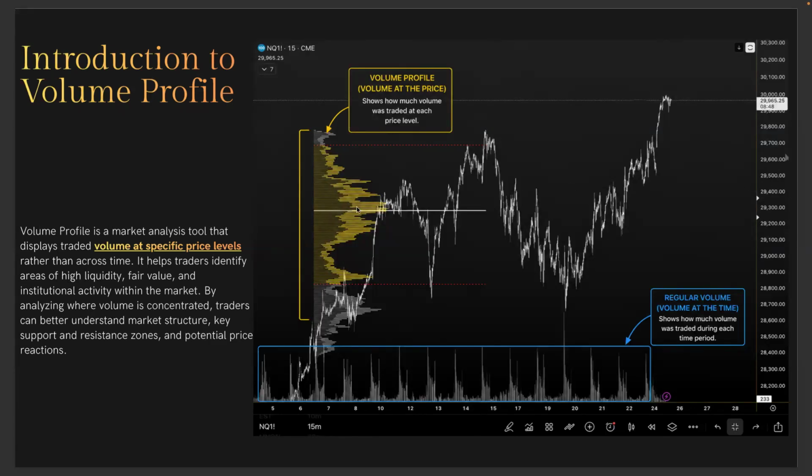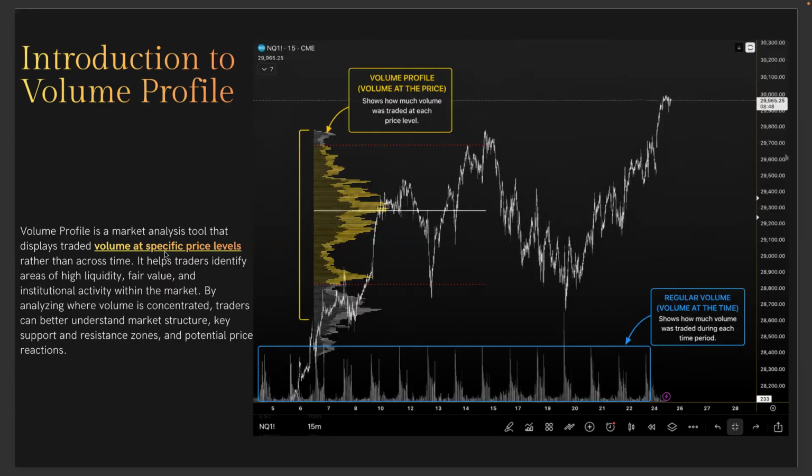That can help us mark the horizontal areas on the chart, and especially if we have some other confluences like market structure, supports and resistances. We can mark those areas and see what the price does at those levels.